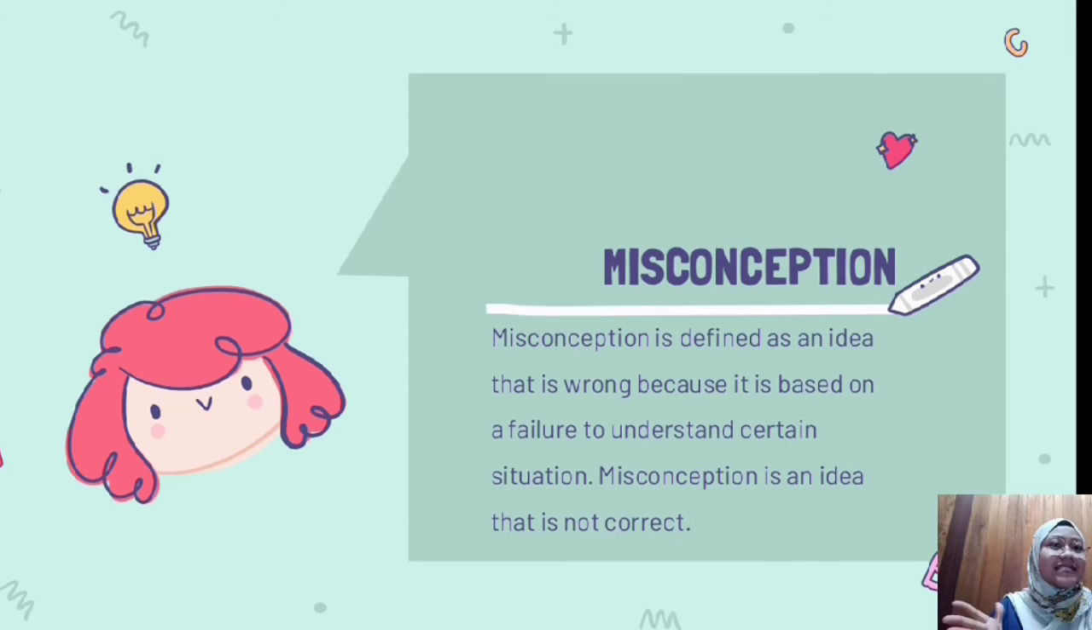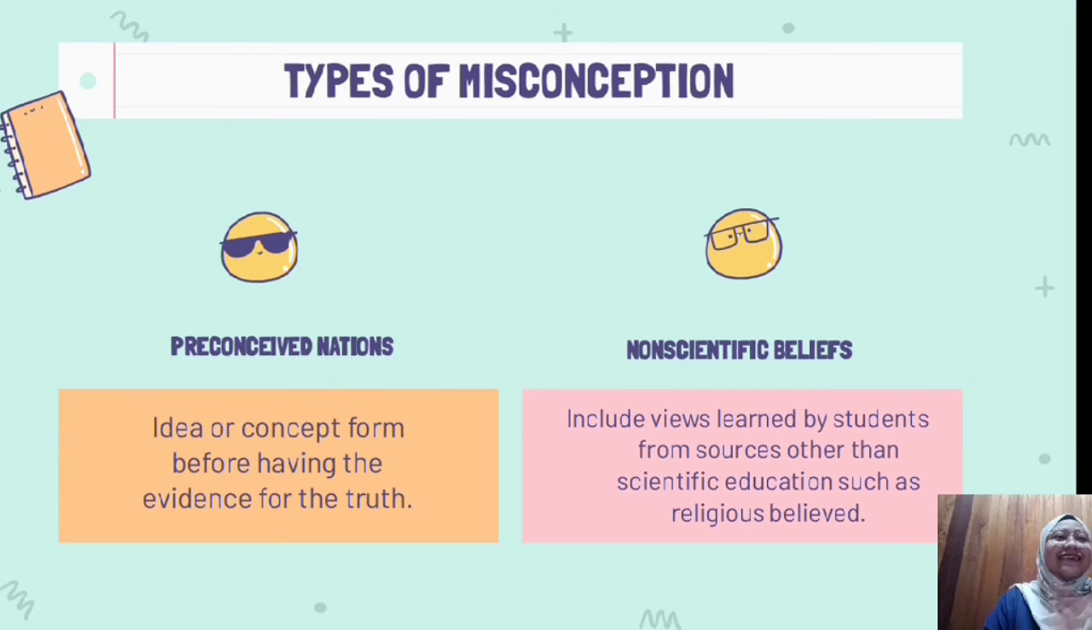So the misconception is defined as an idea that is wrong because it's based on a failure to understand certain situations. In the simplest way, the simplest meaning of misconception is an idea that is not correct. Simple, right? So there are 5 types of misconception. First, preconceived notions. A preconceived notion is an idea or concept formed before having the evidence for the truth. Secondly is non-scientific belief, which includes views learned by students from sources other than scientific education, such as religious belief.